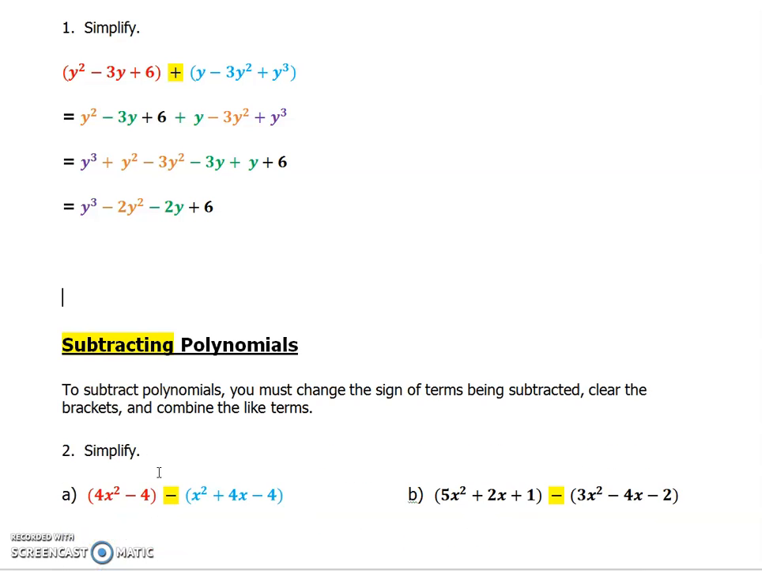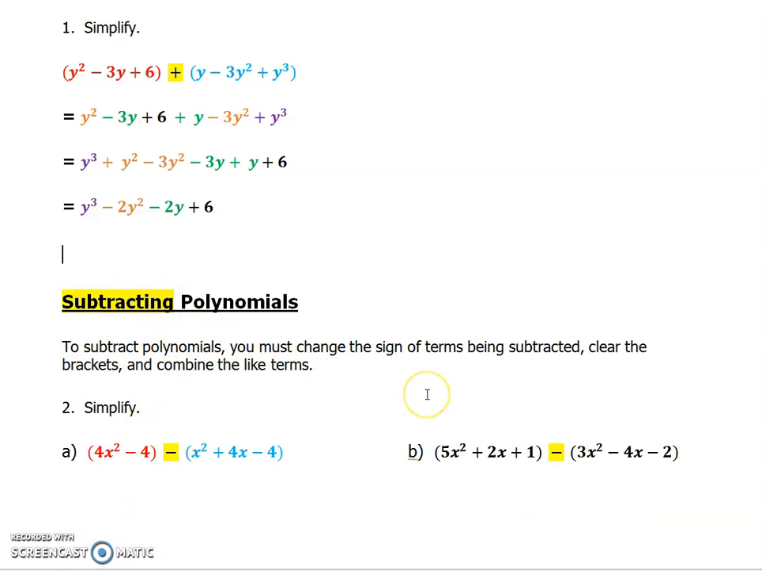So why don't we try those steps again, but with the subtraction you do have an extra step.